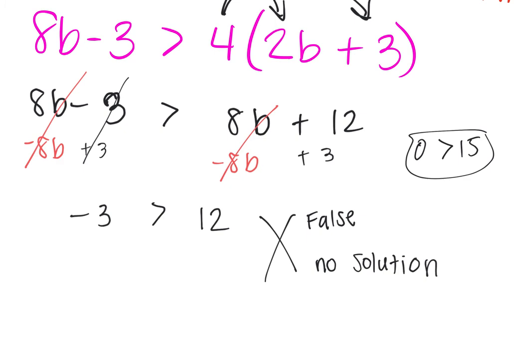What's an algebra crime? An algebra crime would be if you added 3 to both sides and you got 16 is bigger than 15. I don't know how you would get it, but that would be a crime, because that's clearly not what we're supposed to get. All right.